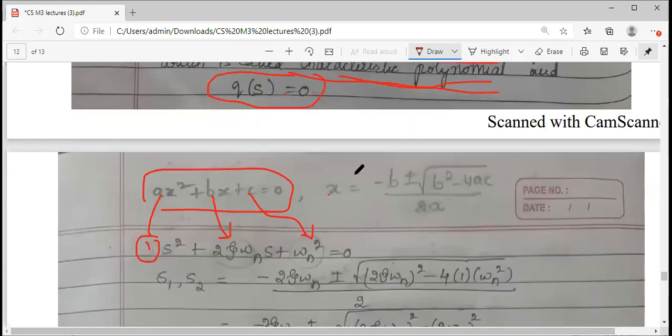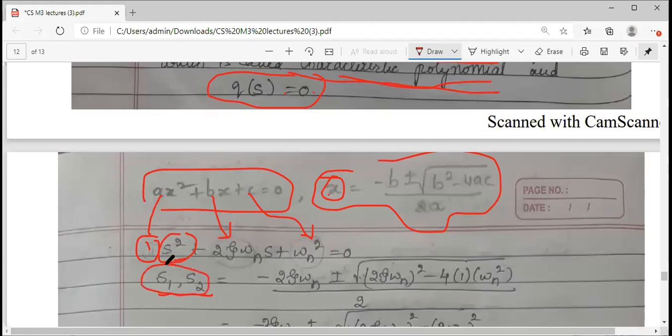Here the variable is x, because the equation is in terms of x. But in our case, the variable is s. So I will take s1 and s2 as the two roots. It is a quadratic equation, power 2, so 2 roots will come. If you have a cubic equation, obviously you will get 3 roots. That's why, as it is a quadratic equation, I have taken 2 roots, s1 and s2.